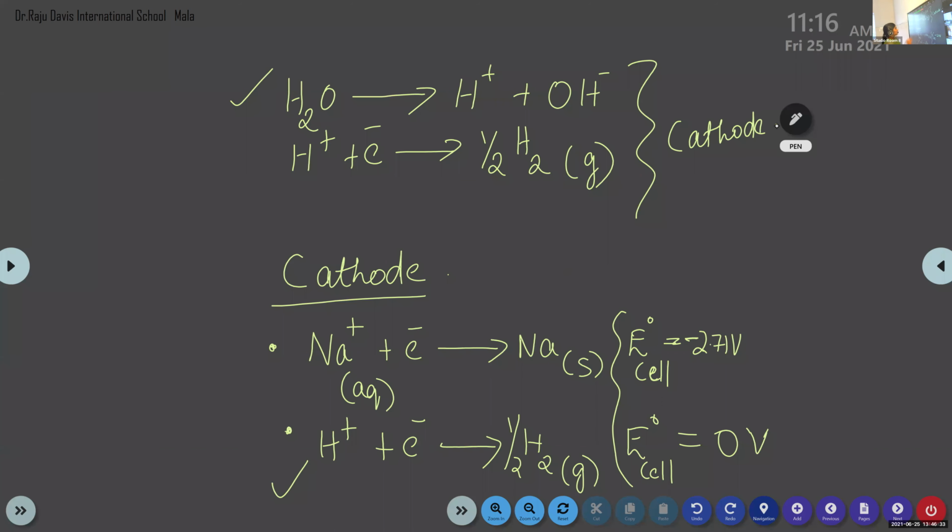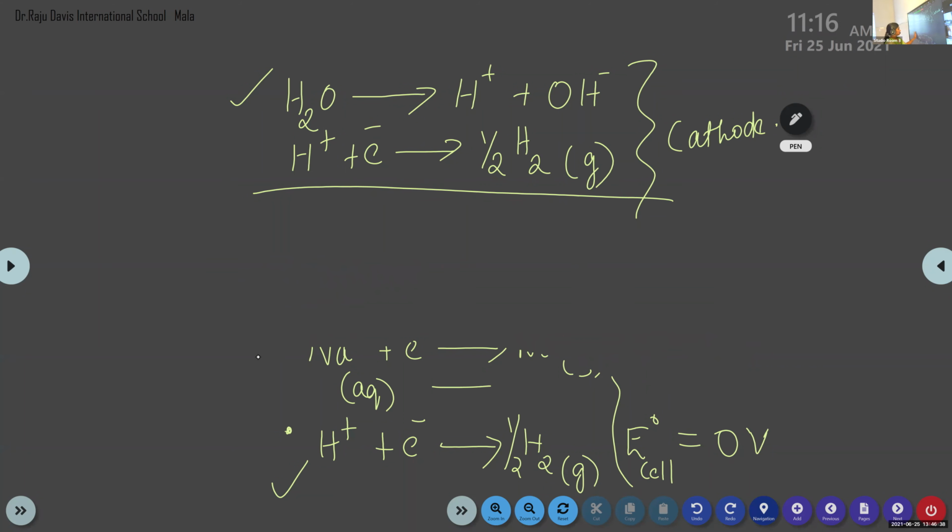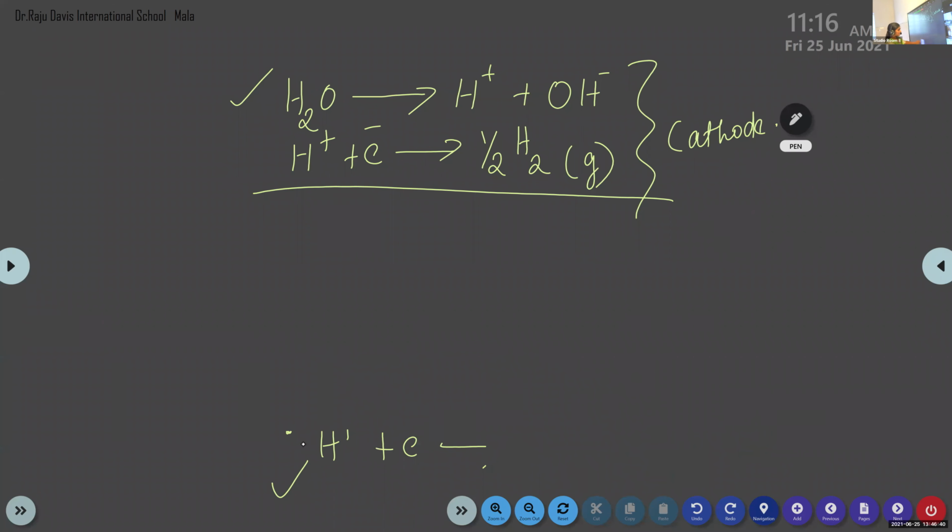Then what about the sum of these two reactions? We can cancel the same terms. Then you can write the final chemical reaction. Which all terms cancel here?